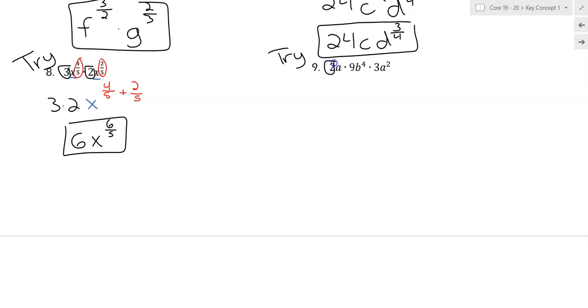Looking at number 9, again, similar. I'm going to bring forward all of my numbers. Then looking for the same bases, I have an a. This a has an exponent of 1, right, and 2.